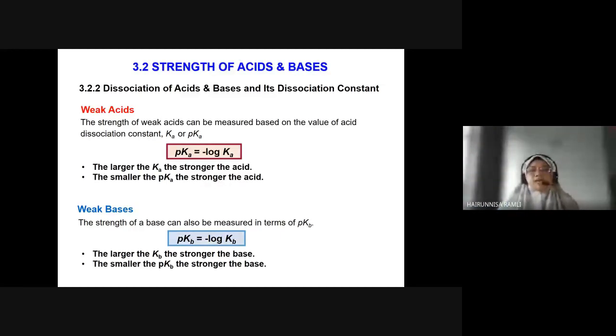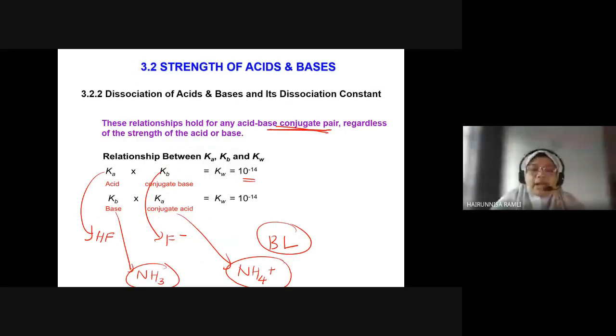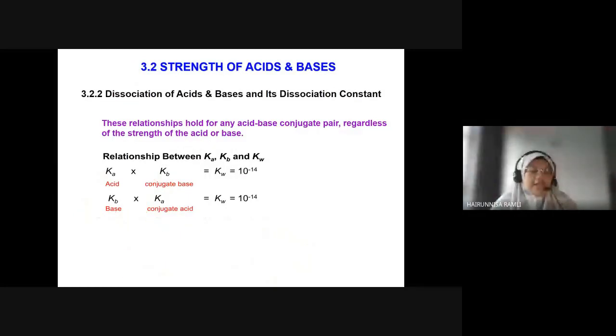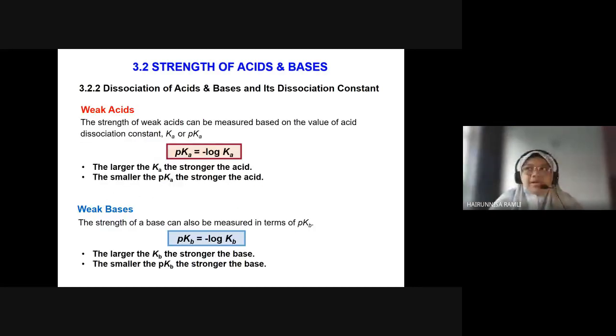So kalau you perasan, value dia sangat-sangat kecil. Value dia mesti ada 10 kuasa negative something. Negative 14 Kw kan? Kalau Ka pun sebenarnya 10 kuasa negative something kan? So value tu sangat kecil lah basically eh. Okay, so actually you also can simplify that value of Ka by using pKa or simplify Kb by using pKb.